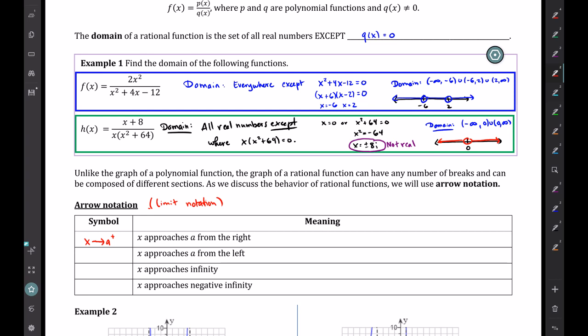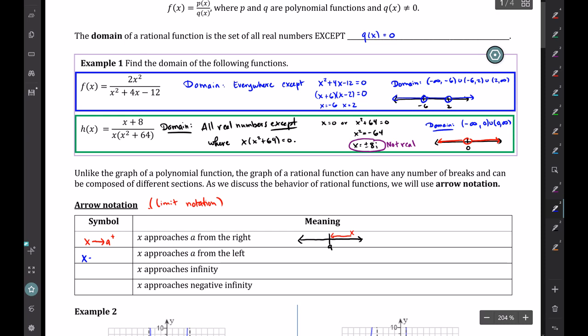Let me do this on a number line. If this is a, when we see x arrow a superscript plus, that means x approaches a from the right. That means the x values are approaching that a value from the right. So x is going that way.